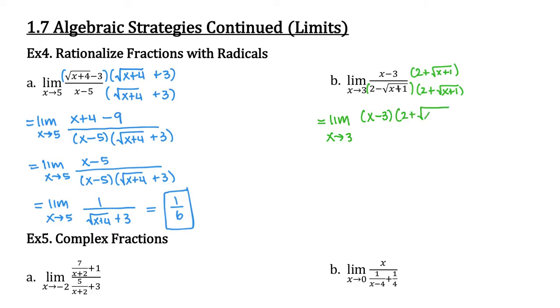I am going to distribute the denominator because it's the difference of squares. 2 times 2 is 4, minus, if I do root x plus 1 times root x plus 1, I get x plus 1, but it is in parentheses, so be really careful with that. Okay, let me simplify this. Numerator's great, it's already factored, love it.